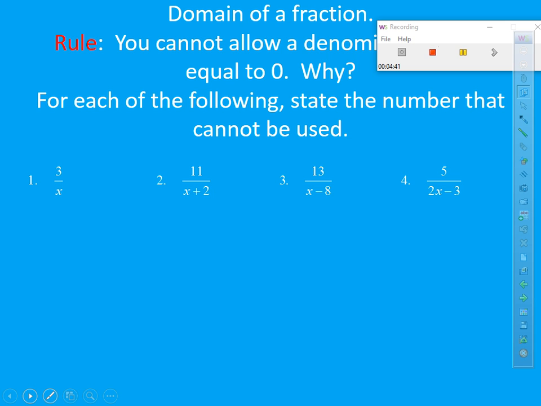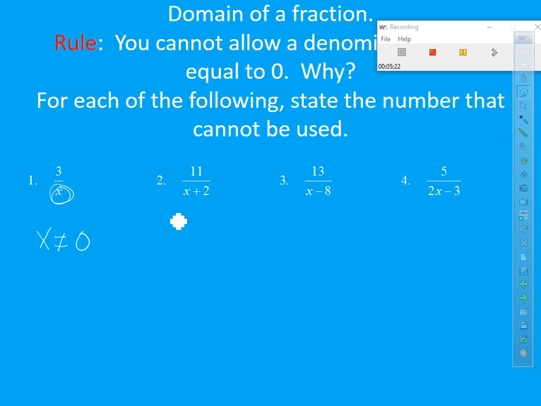This may not be on your sheet either, but I just wanted to show you something real fast. It says, finding the domain of a fraction, we can't allow the denominator to be 0. If you want, try to take your favorite number and divide it by 0, and you're going to find your calculator is going to give you an error. You can't divide by 0. So it says, for each of the following, state the number or numbers that cannot be used. Well, look at your first one real fast. What number turns this x into a 0? Well, 0. So in this case, x can't be 0.